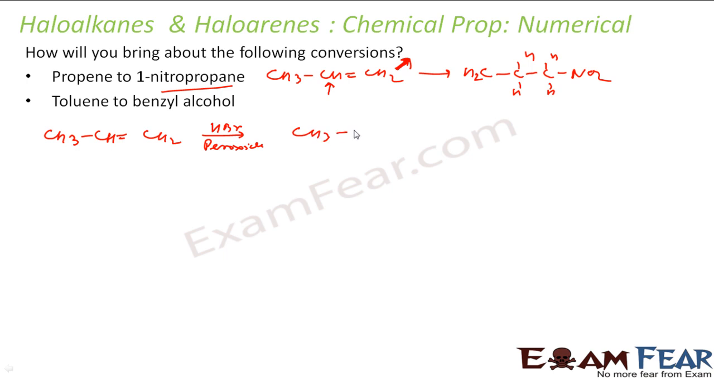What you will get is CH3CH2CH2Br. We have seen this kind of reactions, right? If you have doubt, you can see the past videos where we explain the mechanism for this reaction. And then what we can do is use AgNO2. This will be an SN2 reaction, because NO2 minus will replace this Br, and what you will get is CH3CH2CH2NO2.